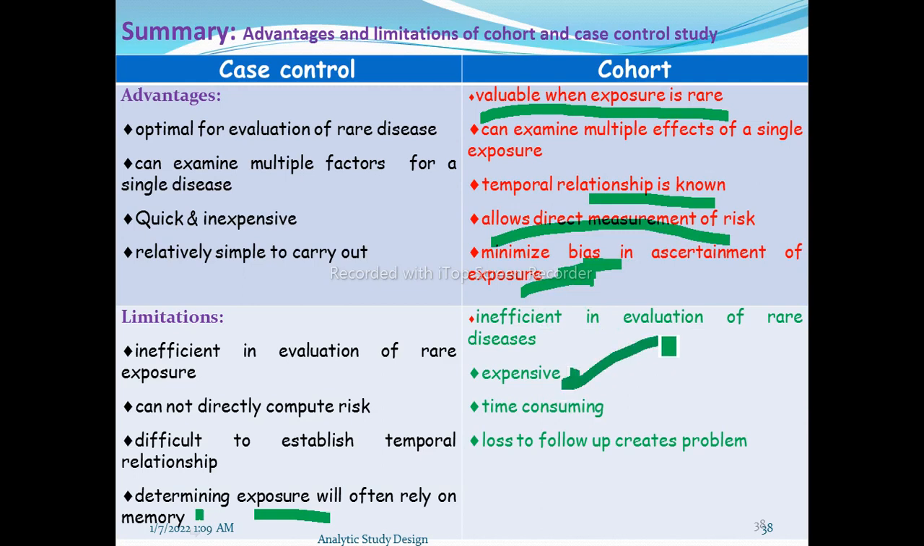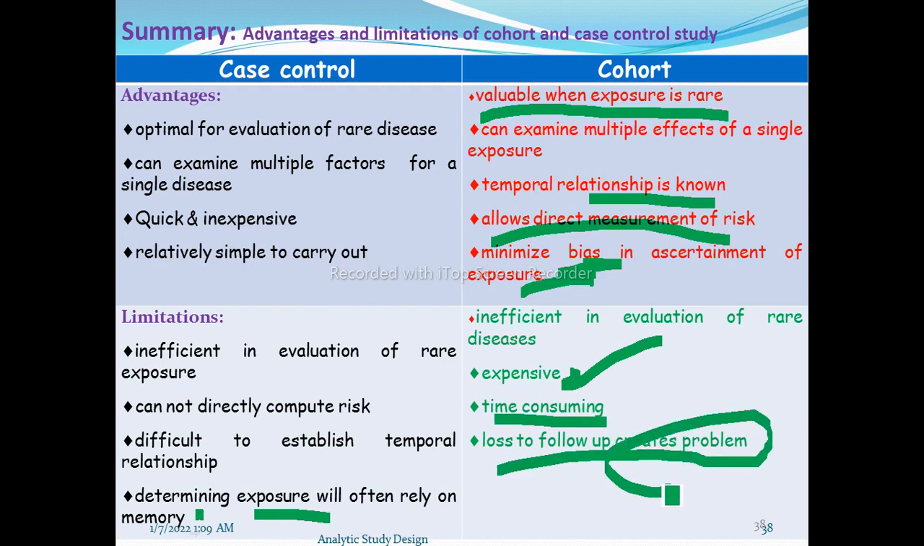It is expensive, difficult, and time consuming. Loss to follow up creates a problem. If it is more than 25%, it creates a lot of problems. So this is all about the advantages and disadvantages of cohort and case control studies.